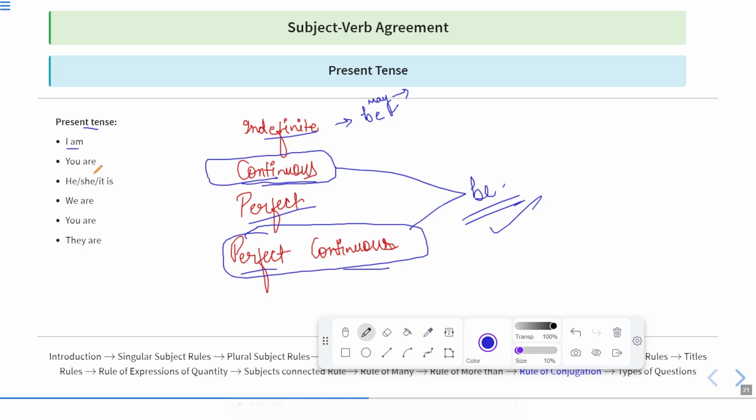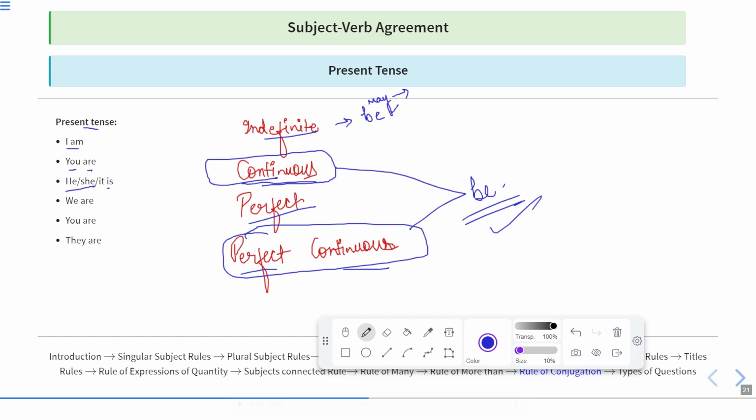So am is also a part of be, or you can say am is the present form of be. You are used with you because you refers to a plural subject. We use are with it. Now, if I am using you for a singular person as well, we need to use are only, because we always consider you as a plural subject.